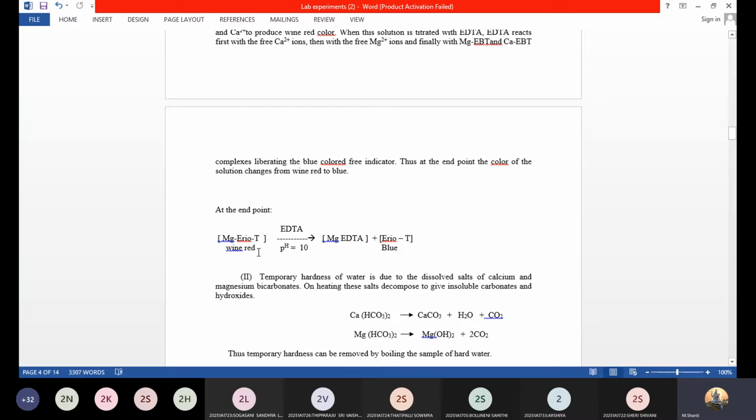And why do you get a blue color at the end point? Because of the presence of free indicator. When you titrate with the EDTA, all the magnesium ions which were earlier bound to the EBT complex will slowly get displaced and ultimately form the Mg EDTA complex, leaving behind the free indicator in the solution. So that's how you can see the blue color for your solution at the end point. Am I clear?